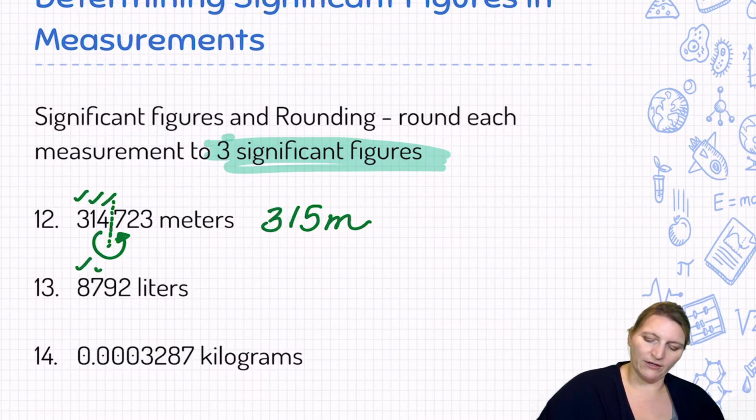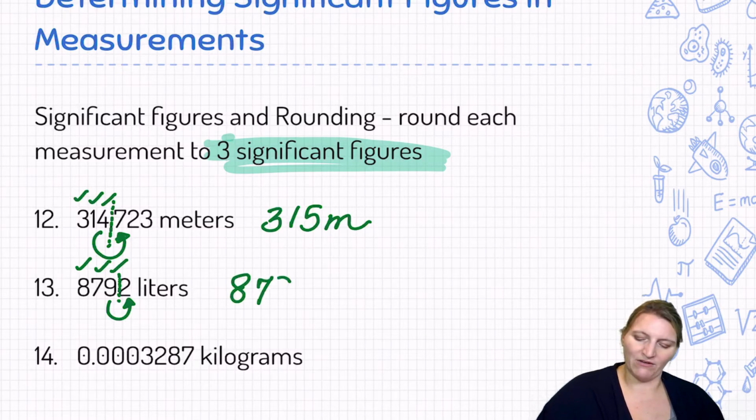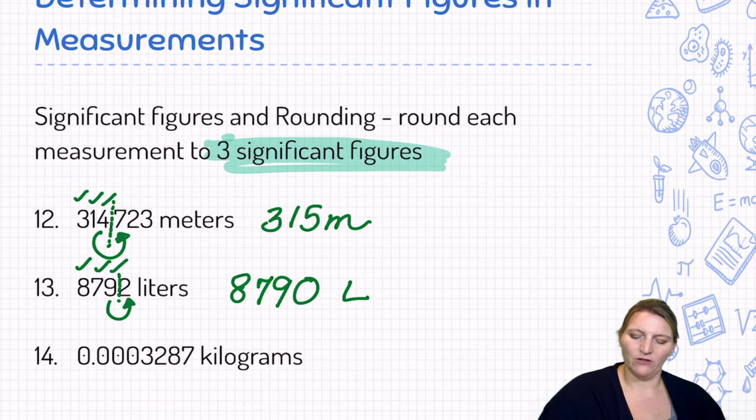So the next one, 1, 2, 3. 2 says I'm going to keep it the same. So do you think I should do 879? That's 3 significant figures. But does 8,792 really round to 879? That doesn't make any sense. 8,790. See how I added that 0 down there? Did I add any significant figures? Well, no, because that 0 is there without a decimal point. So, yep, this number still has just 3 significant figures.